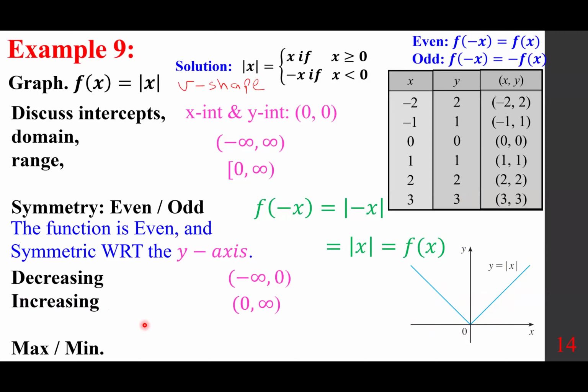Max and min. This is the location of a minimum. So minimum equals 0 at the pair 0, comma 0. So we have an absolute minimum at that location. Absolute minimum at 0, 0.